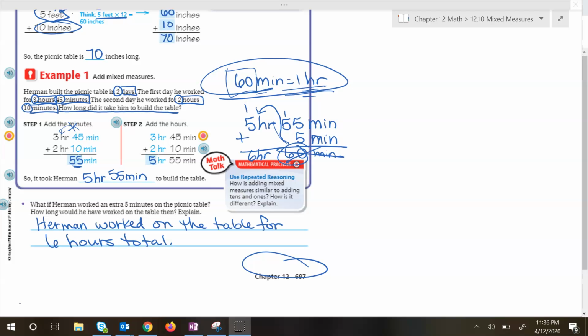Now go ahead and pause and write everything down. And remember to pause whenever you need as we're going through this lesson. When you're done, go ahead and turn the page.